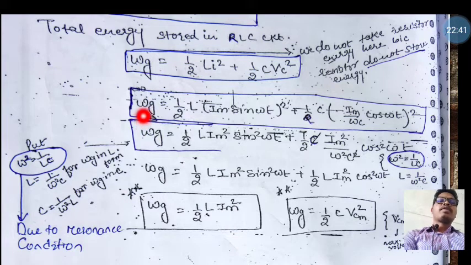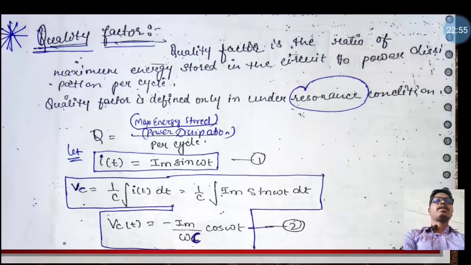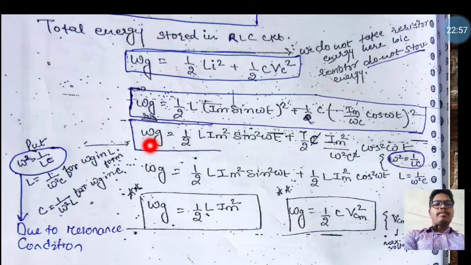Okay, so the total energy stored, that is W, is equal to half L i square. Put the value of i, that is Im sin omega t, square, plus half C Vc, that is Im divided by omega C cos omega t, from this equation number 2 only. Okay, and W, the total energy stored, is equal to half L Im square sin square omega t plus half C Im square, squaring both the terms, that is Im square divided by omega square C square cos square omega t.